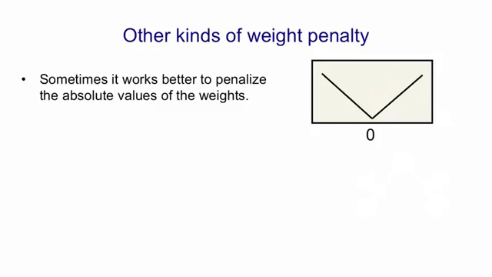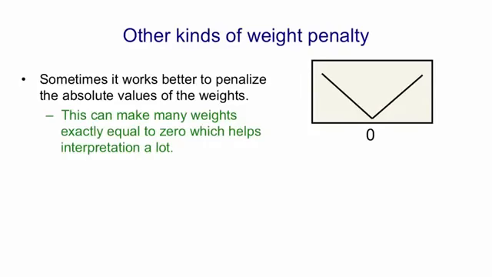There are other kinds of weight penalty. For example, an L1 penalty, where the cost function is just this V shape. So here what we're doing is we're penalizing the absolute values of the weights. This has the nice effect that it drives many of the weights to be exactly 0, and that helps a lot in interpretation. If there's only a few non-zero weights left, it's much easier to understand what's going on.